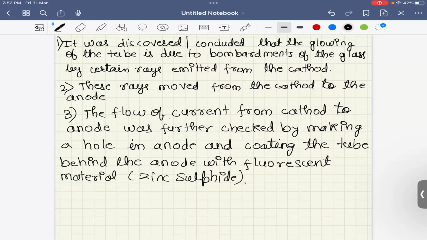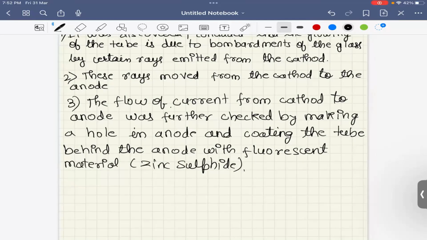Also, when a certain object is kept while these rays are flowing, they cast a shadow as well. So these rays were termed cathode rays, because they originated from the cathode and ended up at the anode.